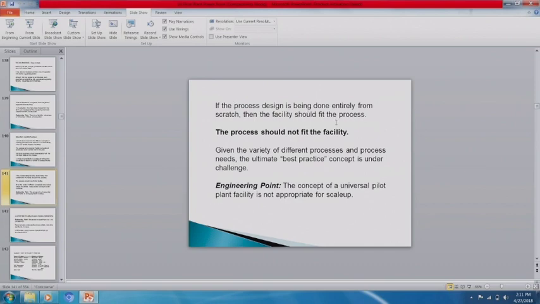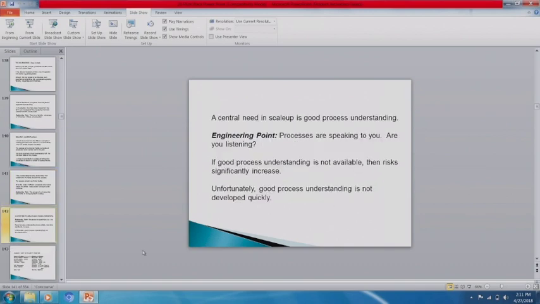If process design is being done entirely from scratch, the facility should fit the process. The process should not fit the facility, right? So the concept of a universal pilot plant is not appropriate for scale-up. The central need for scale-up is good process understanding.